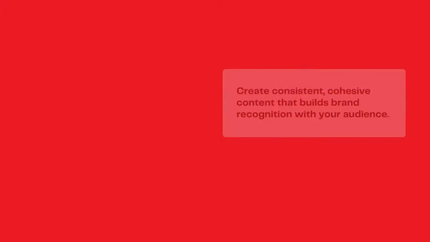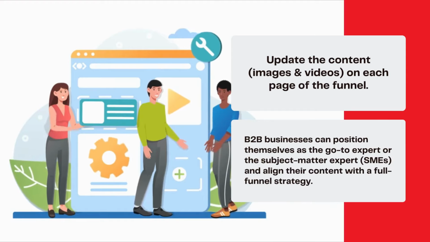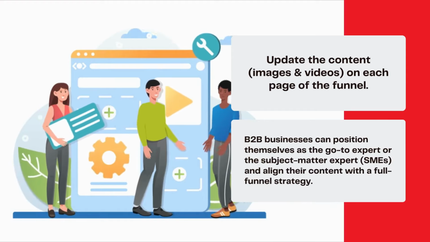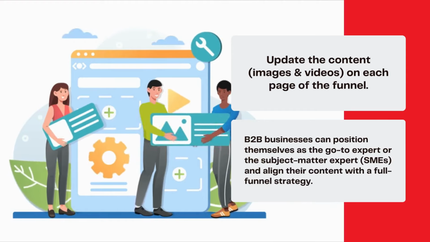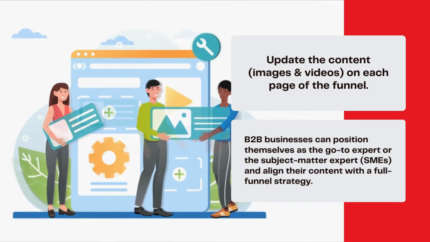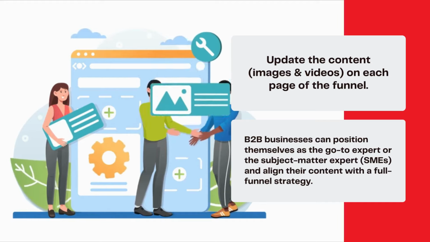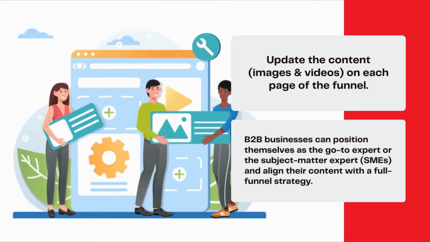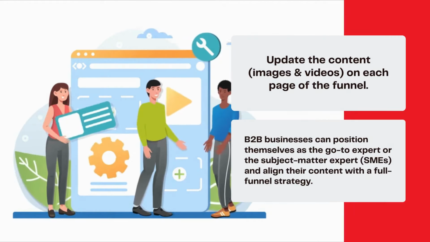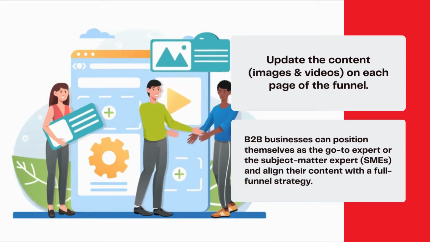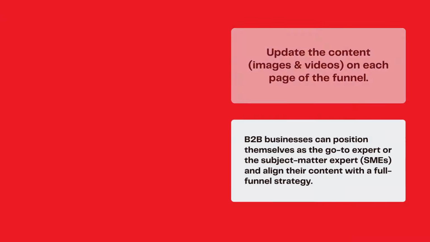First thing you're going to do is to update the content on each page of your funnel templates. This is where businesses have an opportunity to position themselves as a go-to expert or a subject matter expert and align their content with their overriding sales funnel strategy. And then finally, update any images and videos that are on the page templates.